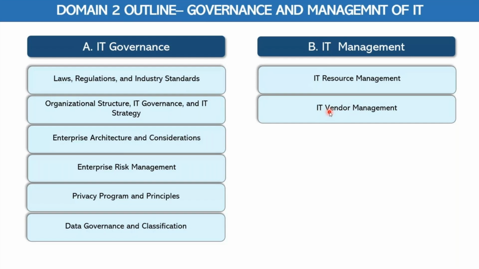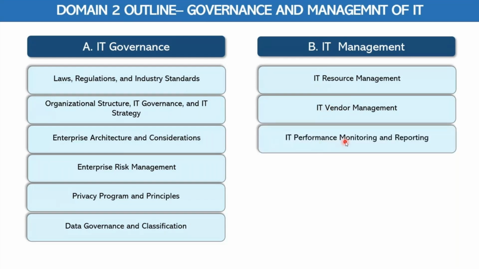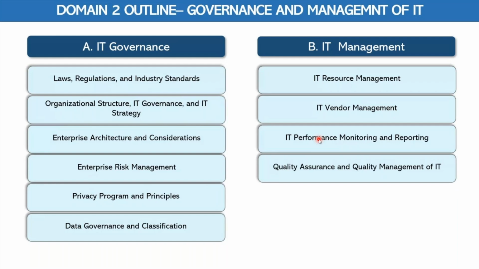The third is IT performance monitoring and reporting. It's always a must to monitor our performance and report it. Why? Unless we monitor our performance, we are not going to judge where we are and what improvements we need to make. The last topic in Part B, IT management, is quality assurance and quality management.